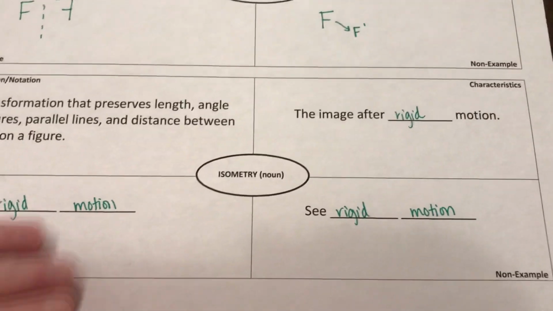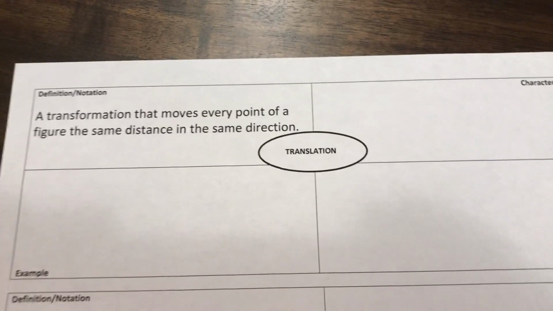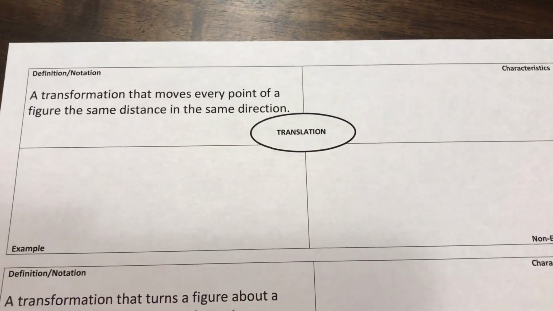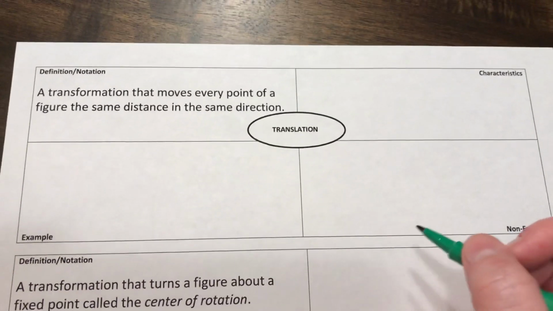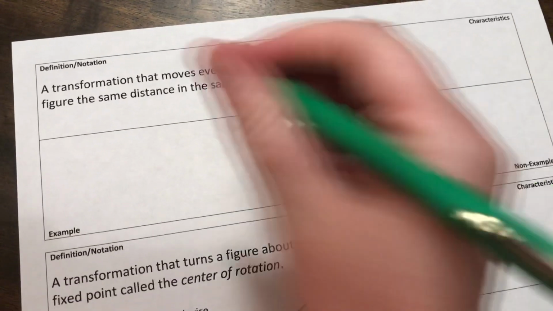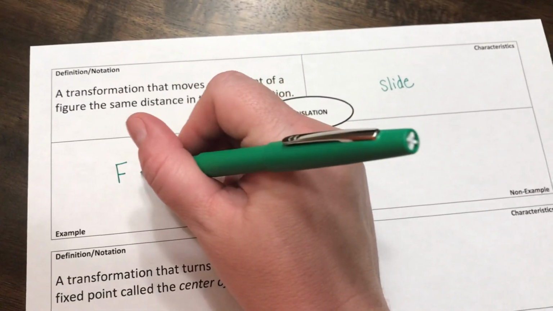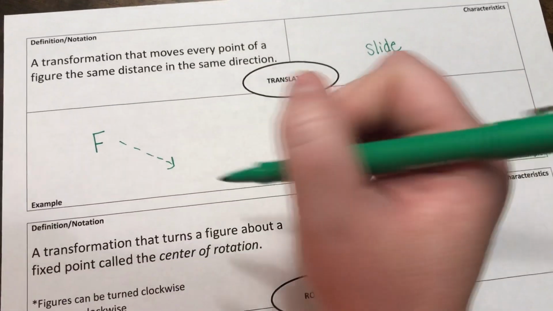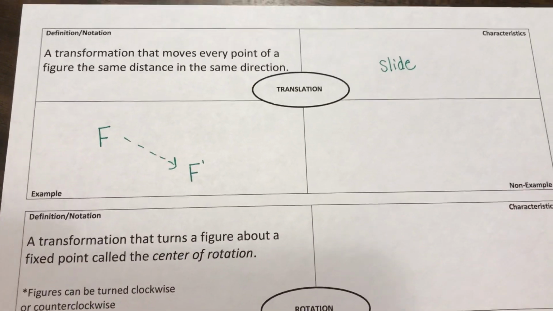Okay, so that's going to take us into our first transformation, which is going to be a translation, and then that's going to wrap up this video. So our first type of rigid motion transformation is a translation, and a transformation moves every point of a figure the same distance in the same direction. This is the easy way to remember it, is this is a slide. We're going to take our F, which is going to be our pre-image, and we are going to slide it whatever direction you choose to a new location, and that is going to be our image of F prime.